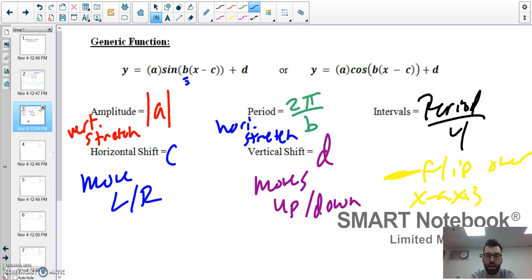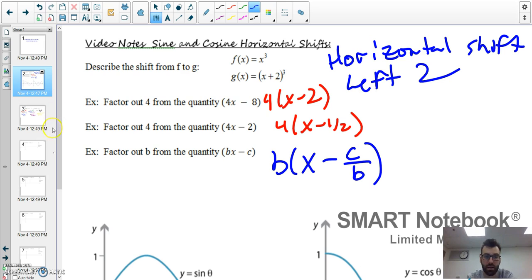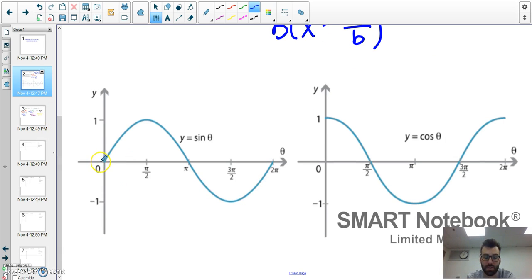Remember now, cosine behaves, all of these a, b, c, and d values behave in the exact same way as they do for sine. But remember, our sine graph, as we looked at our last slide, starts at the midline and goes to the max. The cosine starts at the max and goes to the midline.